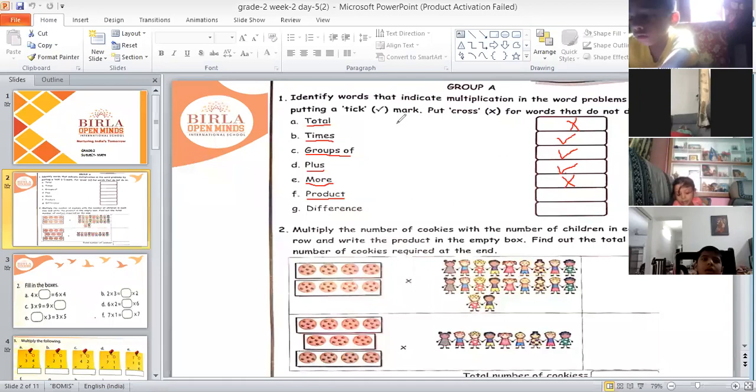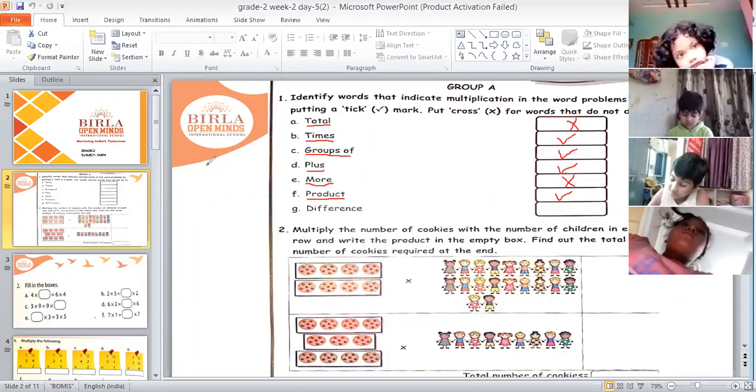I told you 2-3 days back that whatever answer we get by multiplying two numbers, that answer is known as product. Again, I'll repeat, the answer of multiplication is known as product. So this word is related to multiplication. Okay, Aryan? Okay, ma'am. Now next word.